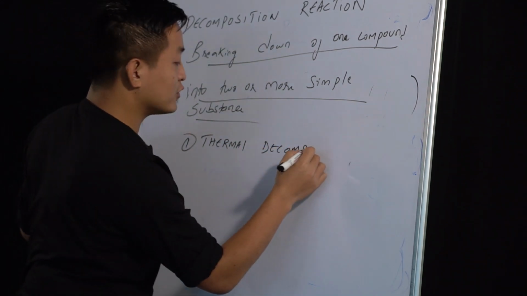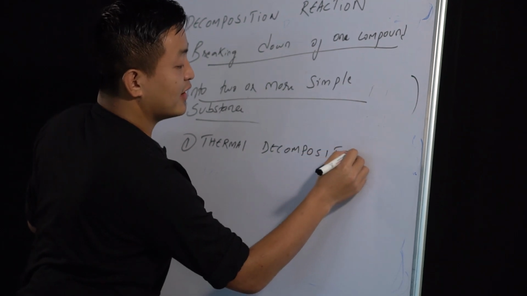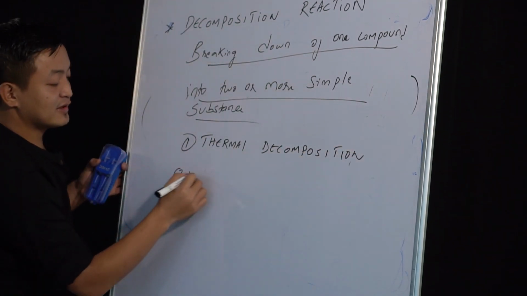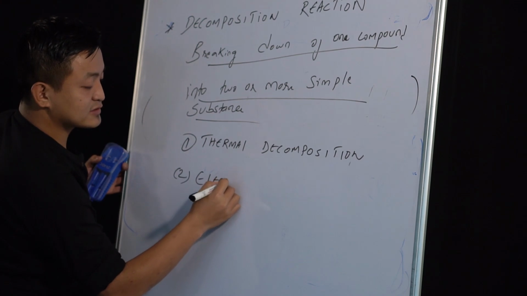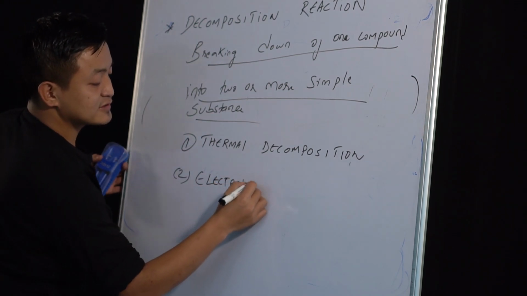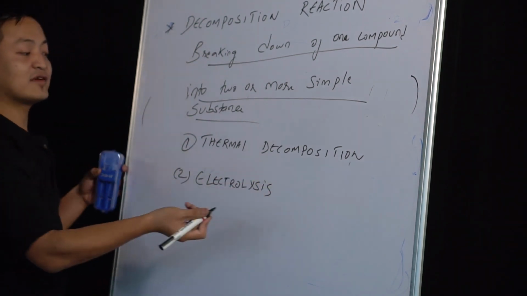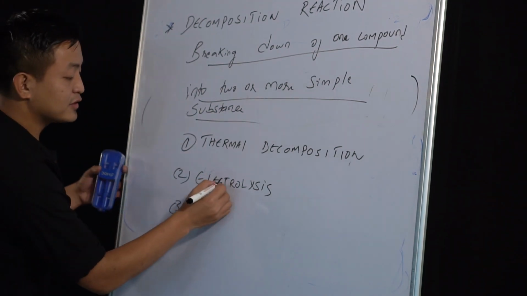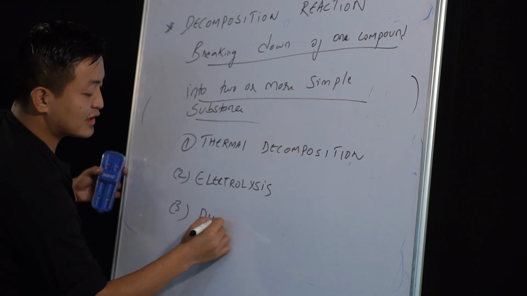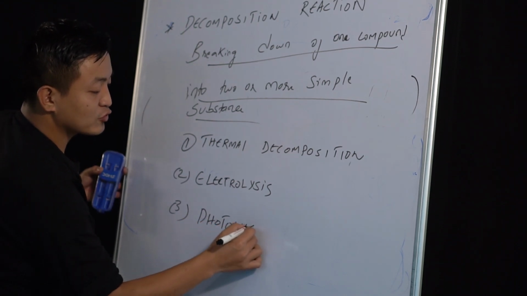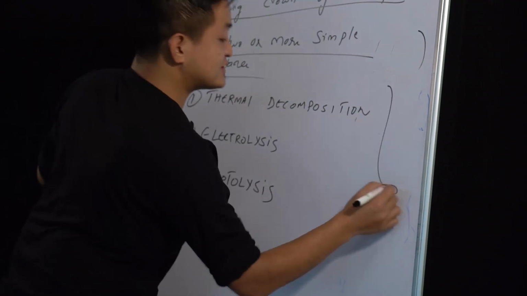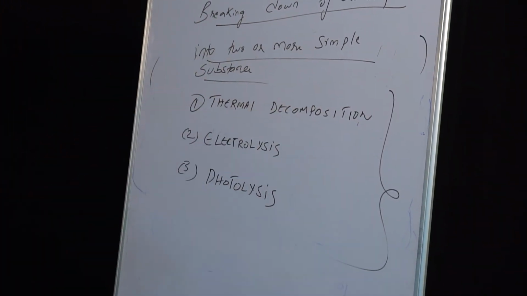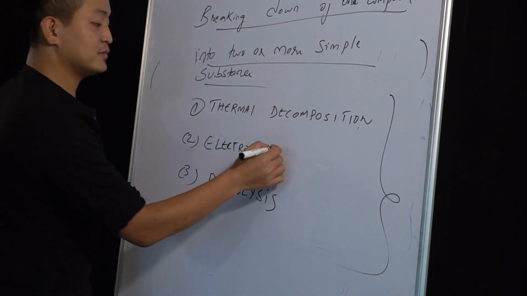The second one is electrolysis, or electric decomposition. Third would be photolysis. Photolysis. So this is important. These are the three types of decomposition reaction.